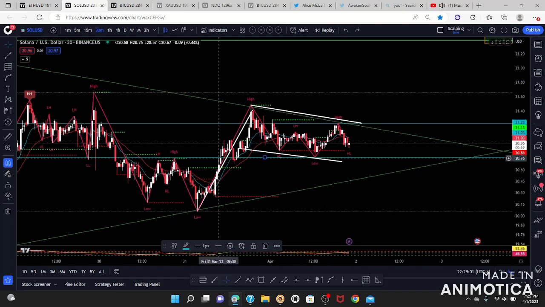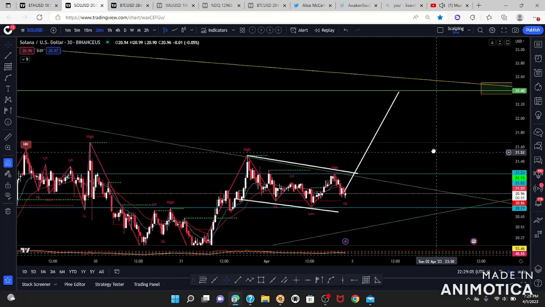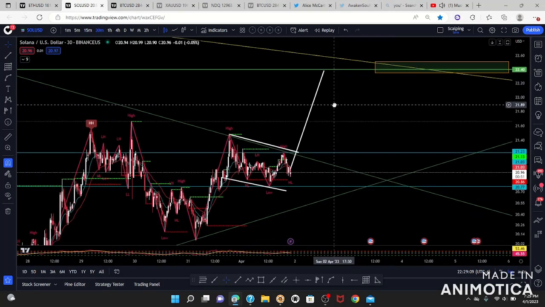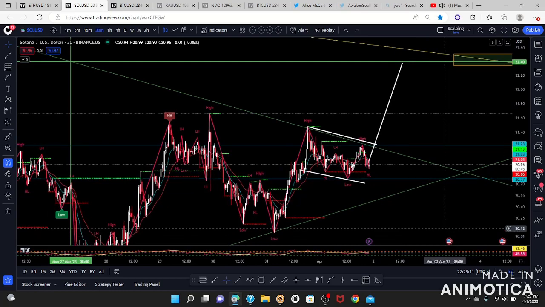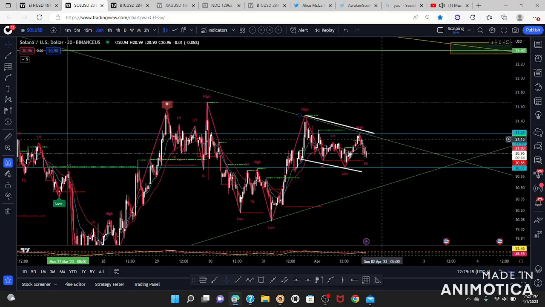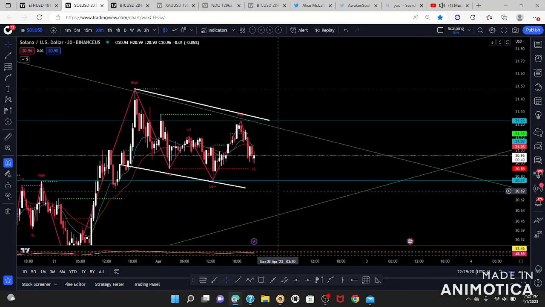That would be insane. That would give me also my 4 hour bullish target. See how that works? Amazing. And of course, could they roll over? Absolutely. Always be prepared. Always set a stop loss.